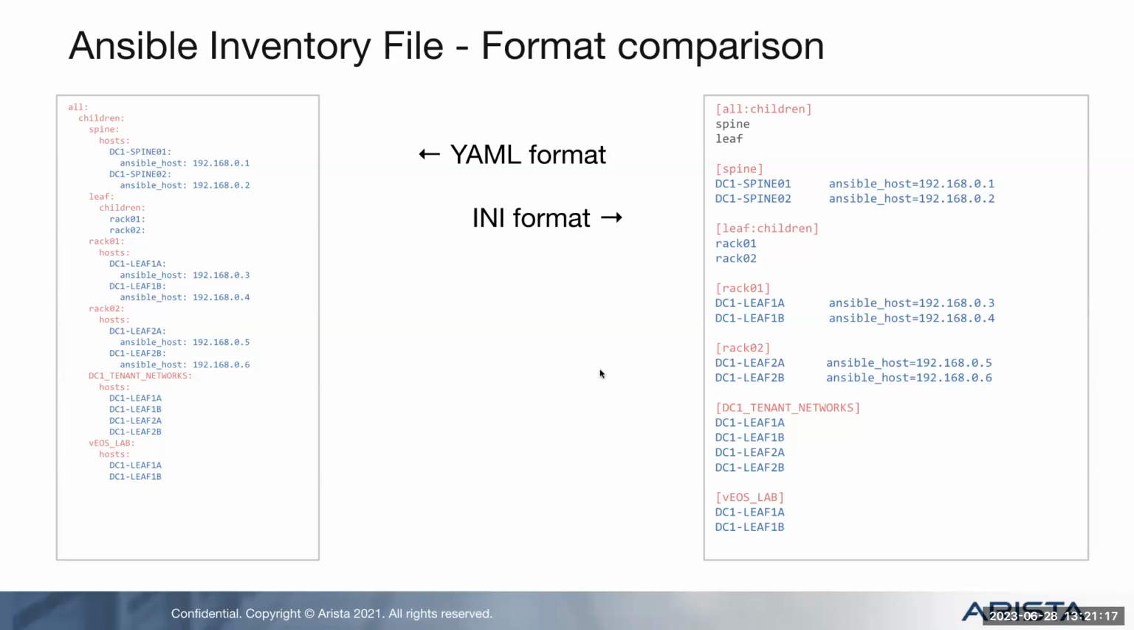And yeah, just comparing YAML versus INI, again, some differences. YAML is the format you're going to see more often, just because it's typically a little easier to reason about deeply nested groups. INI can be trickier as you scale that out.